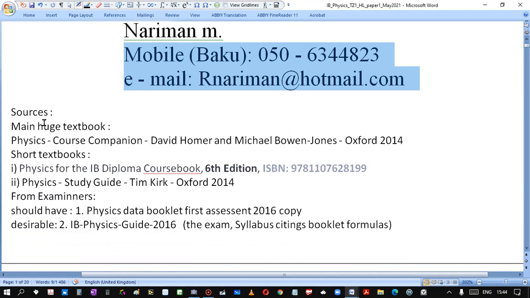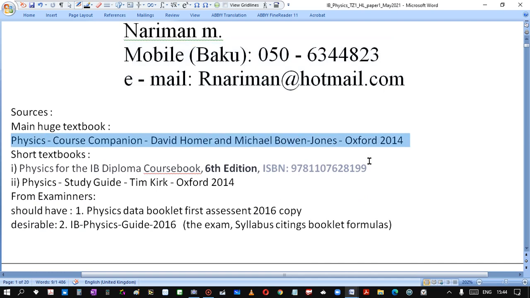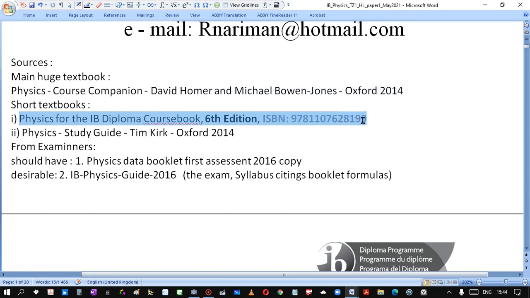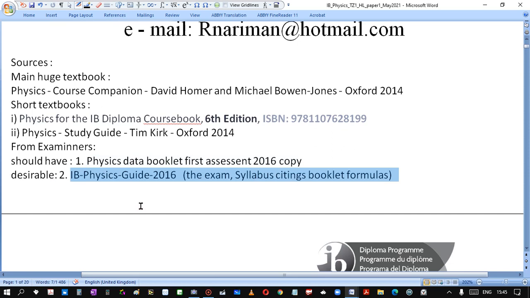To prepare for the exam you can use the following sources: the main huge textbook from Oxford, a short textbook for preparation by Sokas, and to revise and understand topics better, the Tim Kirk study guide. When you are doing past papers, you should already have a copy of the physics data booklet 2016, and it is desirable to have the physics guide as well.